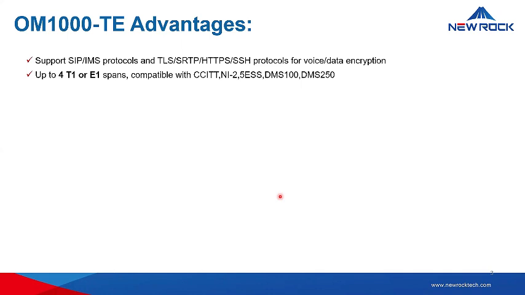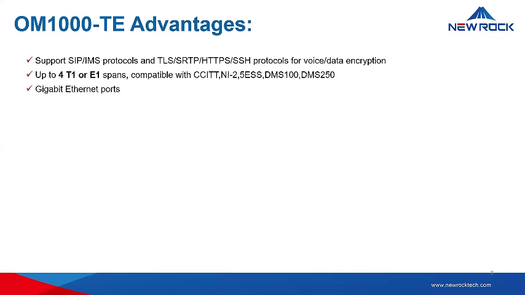The next advantage is that we can have up to 4 T1 or E1 spans. It is compatible with CCITT, NI2, 5ESS, DMS-100, and DMS-250. So basically, we support 1, 2, or 4 T1/E1 ports that can handle up to 1,000 SIP trunks. This is to meet the requirements of large and medium-sized enterprise VoIP services.